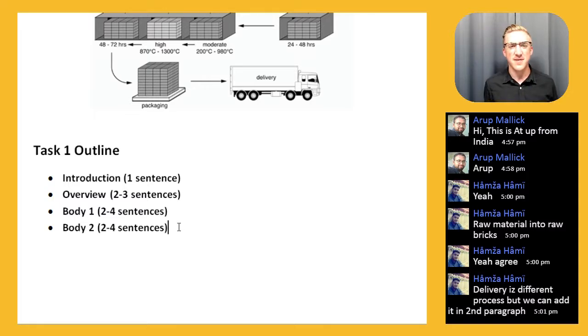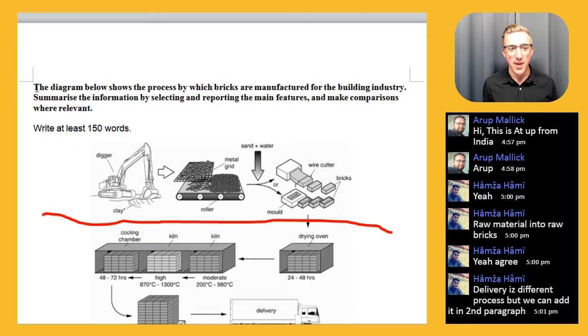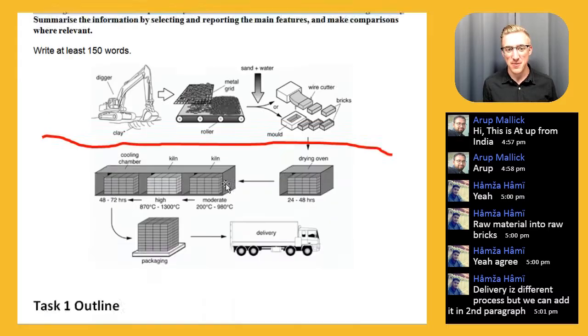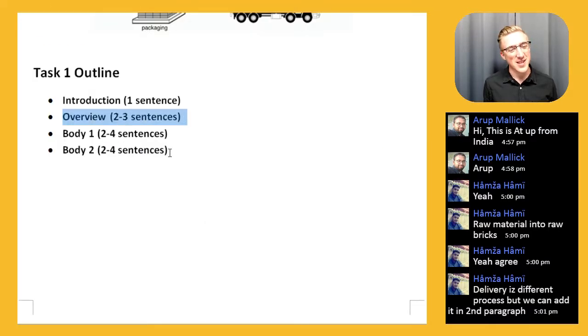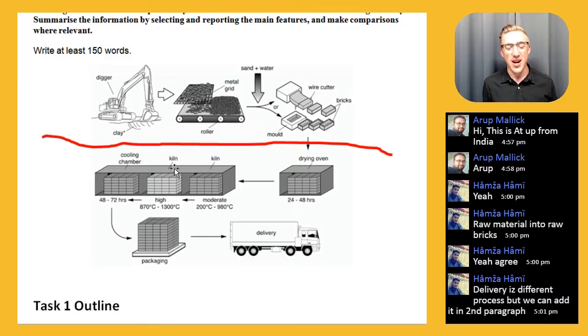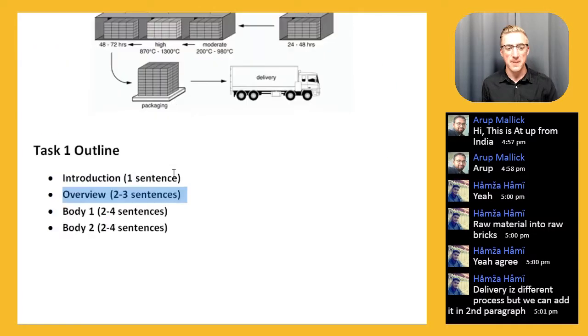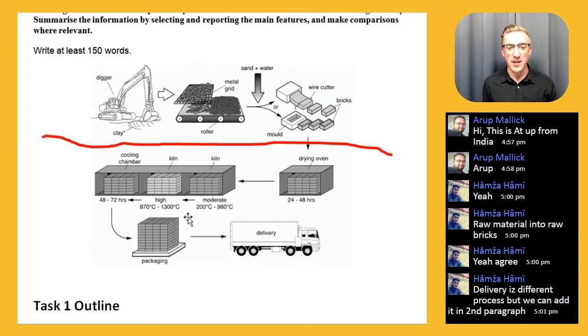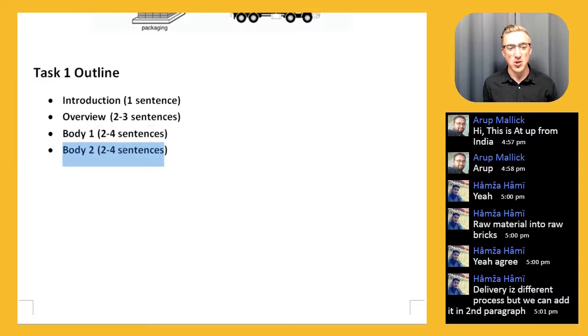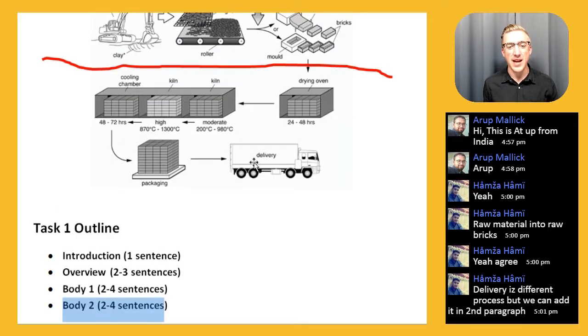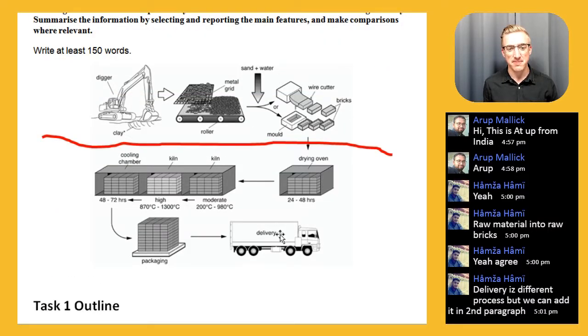All right. Okay, so homework. We've got our organization. Introduce it by paraphrasing this sentence. Overview, this is going to be the hardest part, I think. Try to write 2 to 3 sentences summarizing the whole process. And then body 1, from clay to the brick formation. Body 2, drying, packaging, and delivering the bricks.